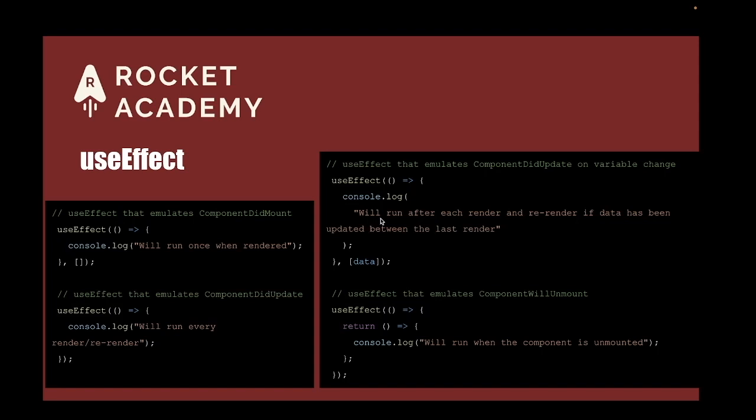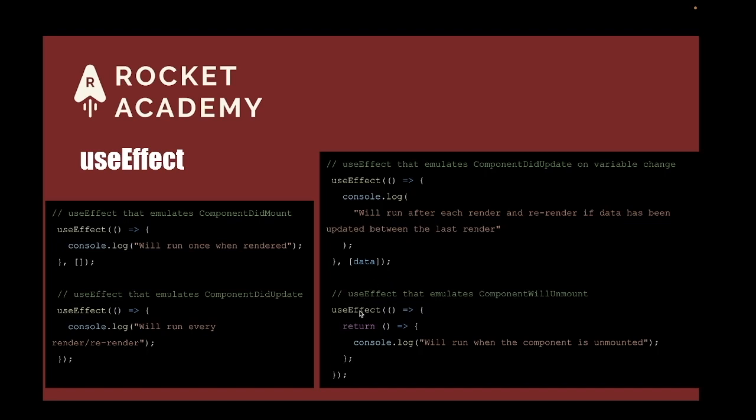In the third example, the console log will occur only if the state that is stored within the array is altered or updated. It will run every time it is changed, similar to component did update, but in this case looking at a specific value. This is how you can make useEffect emulate component did update. You will need to track the data that is being updated for the component to call the useEffect method.